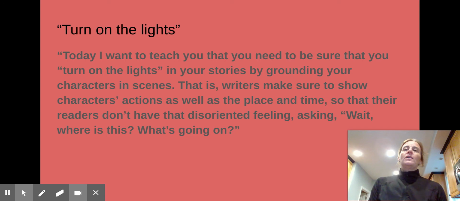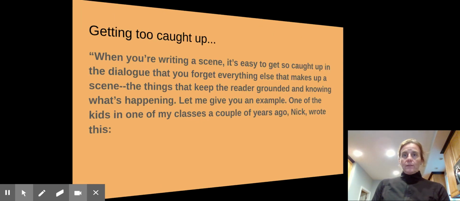So this next step is the idea that the dialogue is kind of turning on the lights. Today, I want to teach you that you need to be sure that you turn on the lights in your stories by grounding your characters in their scenes. Writers make sure to show characters' actions as well as the place and time so that their readers don't have this disoriented feeling like, oh my gosh, where am I? What's going on here? The characters are just floating around, and the dialogue needs to have some kind of context.